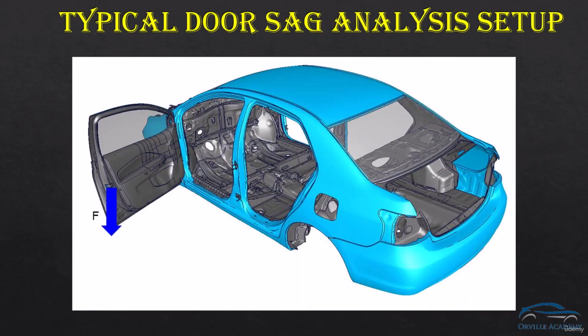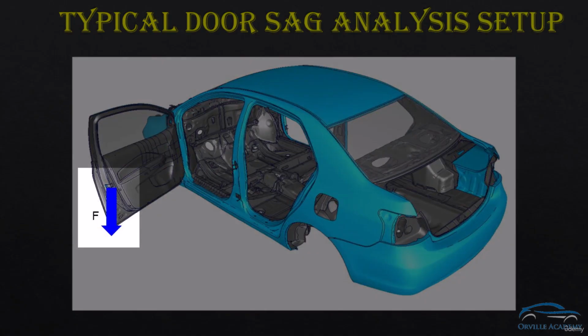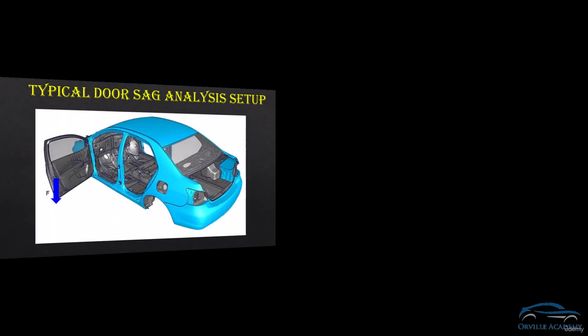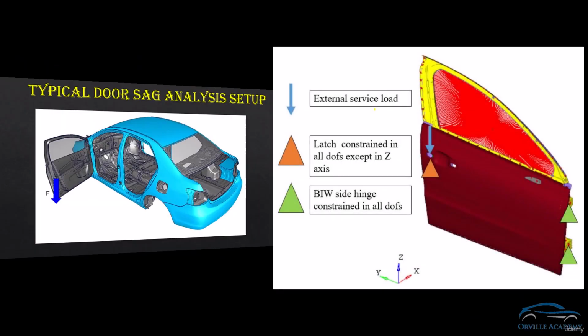In this example, we will try to understand the typical setup for abuse type of loading condition. In this analysis, what we are trying to do is that we will fix those locations where the door is connected to the BIW through the hinges, and at this location we will apply the load. In door sag analysis, what we are trying to simulate is that door is open and some occupant is trying to push the door in the downward direction.